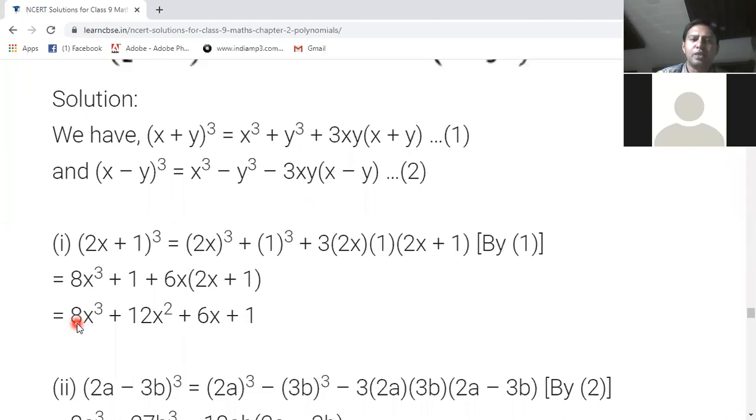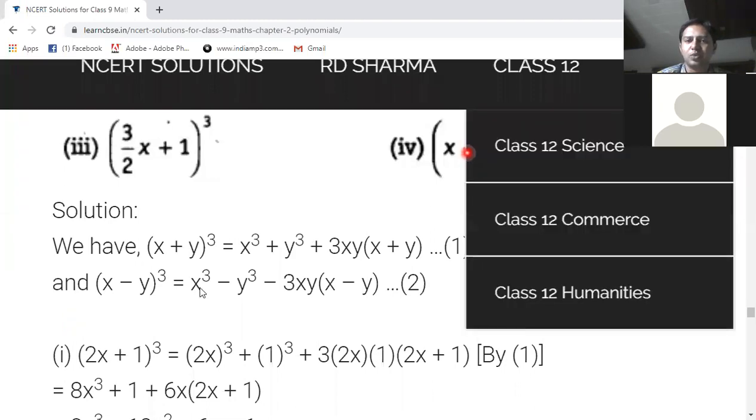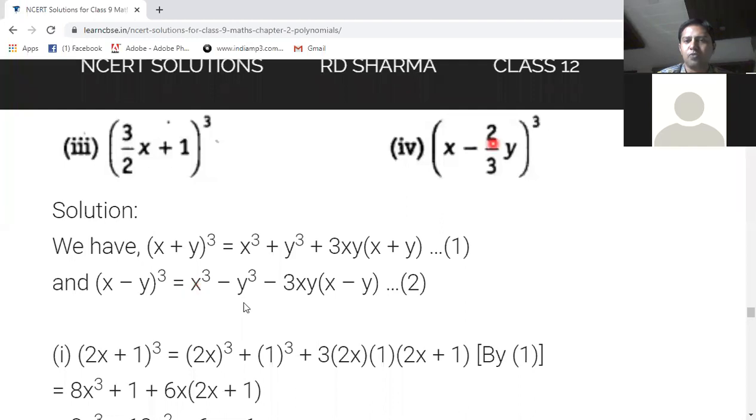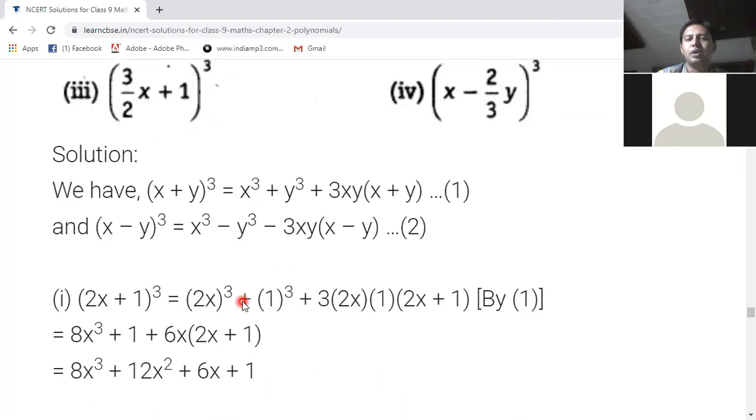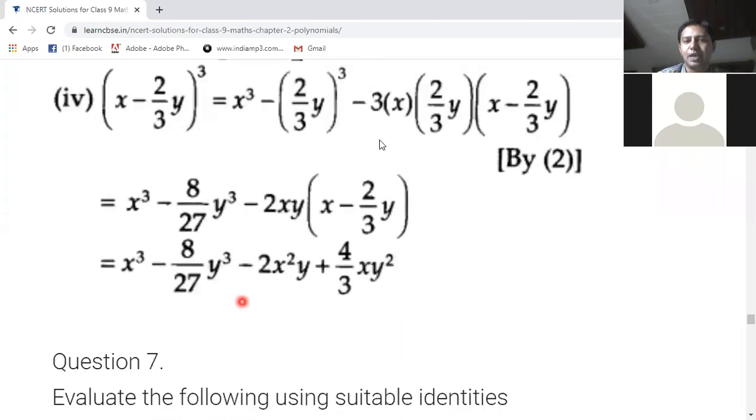While comparing it with the question x minus 2 by 3 y cube, we get x is equal to x only, and instead of y we have 2 by 3 y. So we'll substitute the values of x and y in the identity, that is x minus y whole cube. So x minus 2 by 3 y whole cube is equal to x cube minus (2 by 3 y) cube minus 3x into 2 by 3 y times (x minus 2 by 3 y).